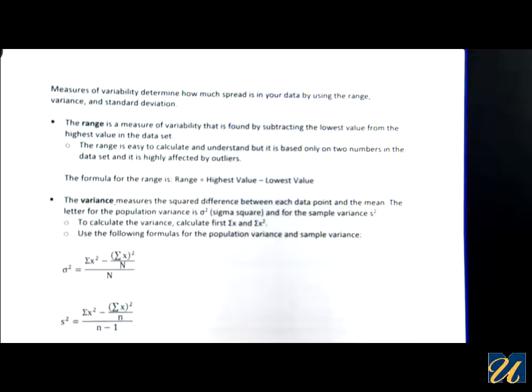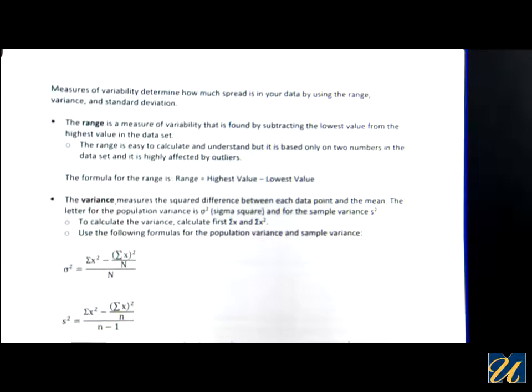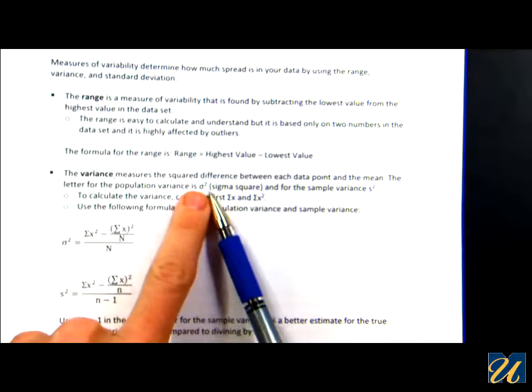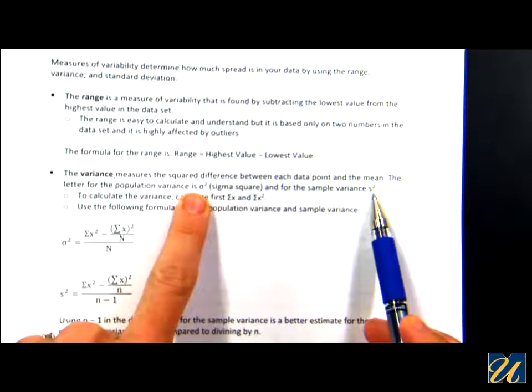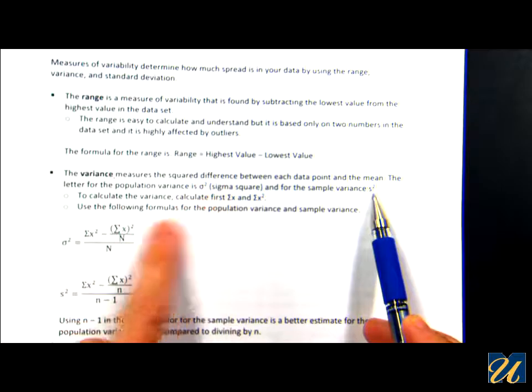However, it is also easily affected greatly by outliers, because we only use maximum and minimum. If one of these two is an outlier, then you can imagine what impact that will have on your range. Now, the variance measures the square difference between each data point and the mean. The letter for the population variance is sigma squared, and for the sample variance is S squared. So whenever you have the squared, you know that this is your variance.